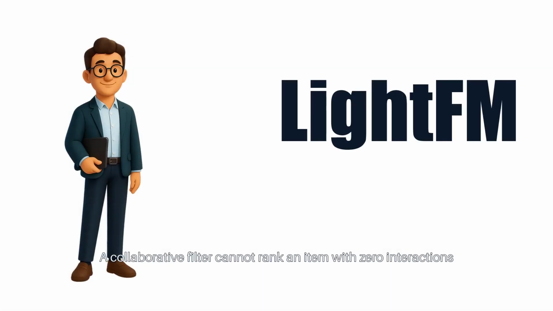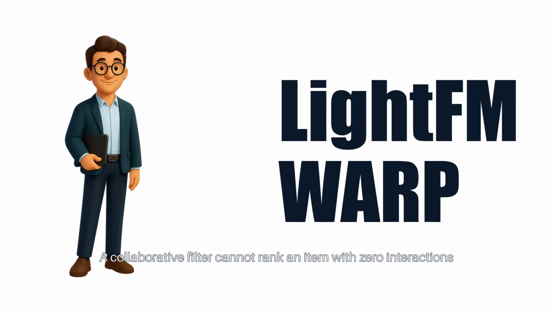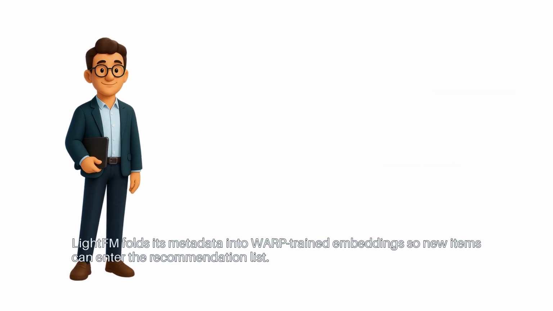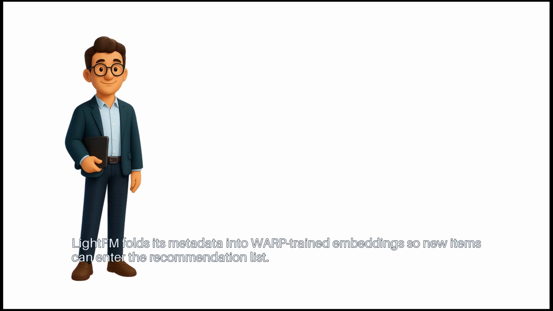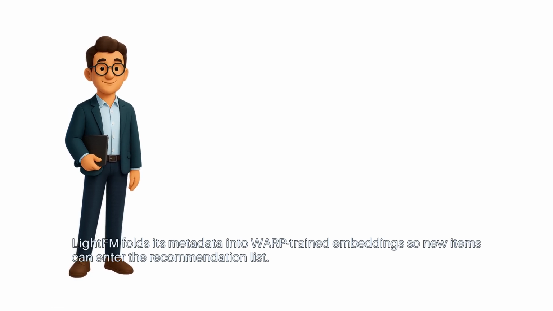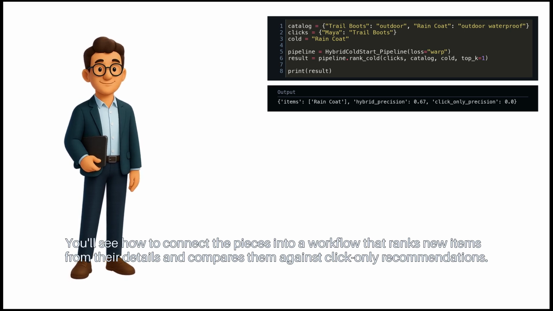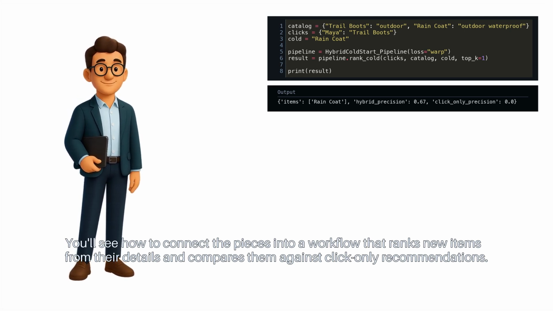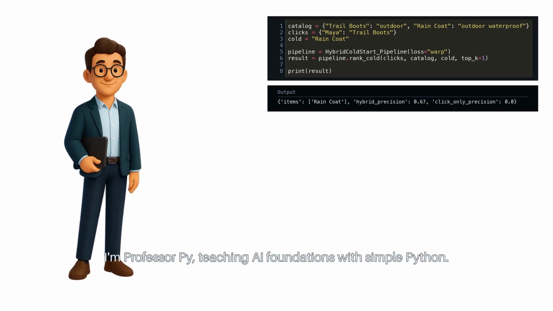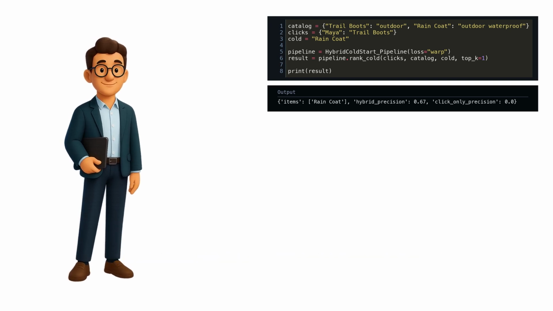A collaborative filter cannot rank an item with zero interactions. LightFM folds its metadata into WARP-trained embeddings so new items can enter the recommendation list. You'll see how to connect the pieces into a workflow that ranks new items from their details and compares them against click-only recommendations. I'm Professor Pi, teaching AI foundations with simple Python.